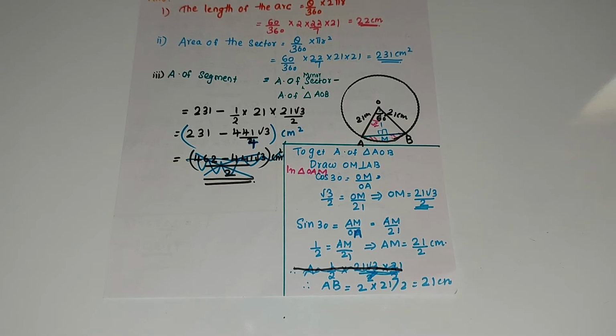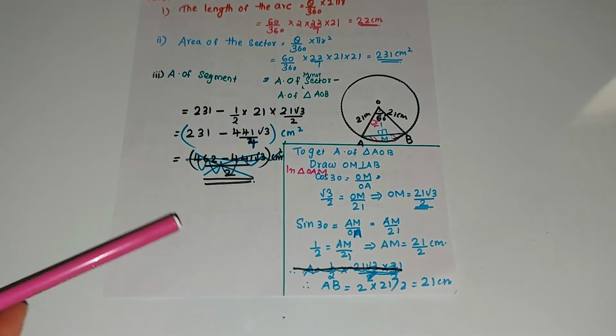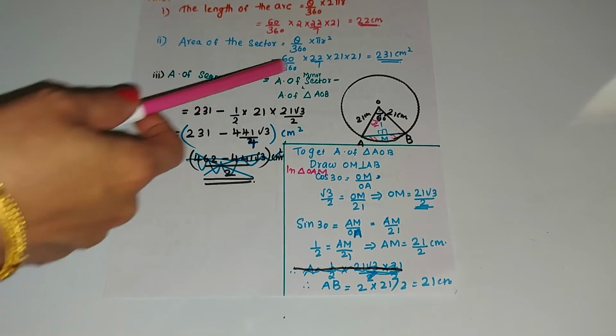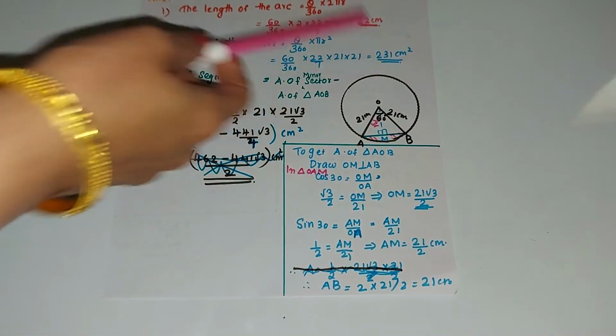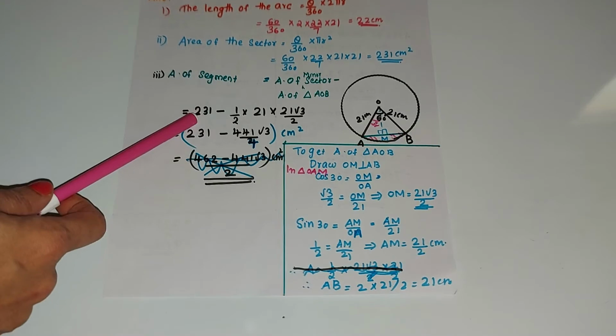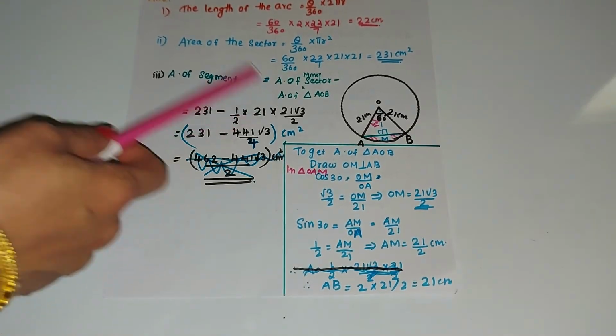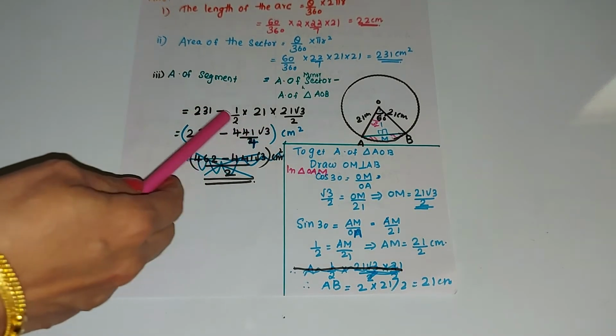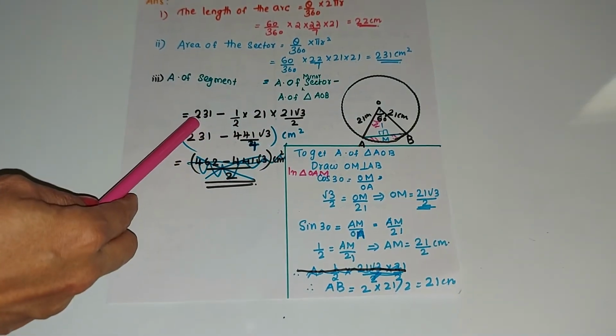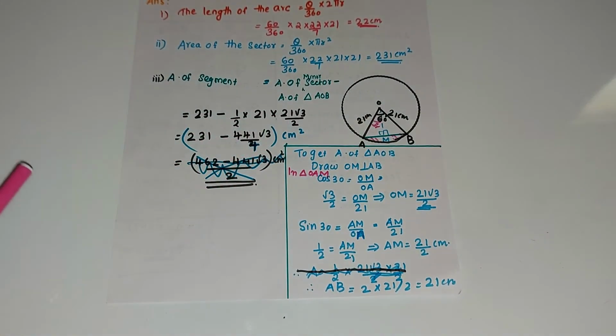Now you can use the formula half into base into height. So area of the segment equal to area of the minor sector minus area of the triangle AOB. So area of the minor sector we already got as 231. So 231 minus 1 by 2 into 21 into 21 root 3 by 2. And here 21 into 21 is equal to 441 divided by 4 root 3. So this is the area of the segment, the area of the minor segment formed by the corresponding chord.